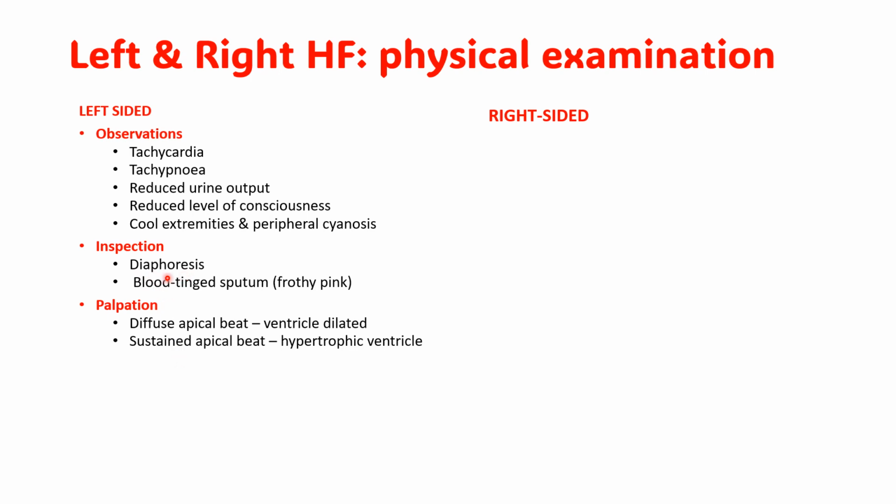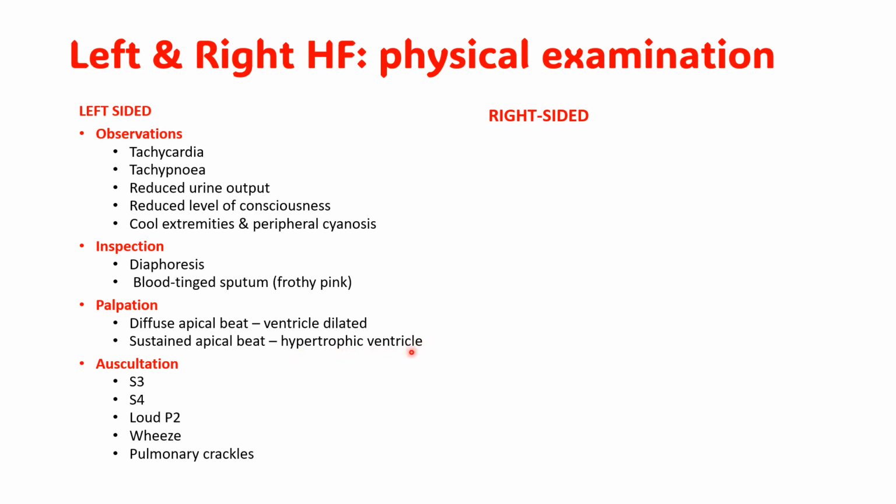Then on inspection, the patient might be sweaty. Diaphoresis is a term I've mentioned before. The patient's sputum might be blood tinged. Patients might have a cough and bring up frothy pink sputum. Then on palpation, if the apex beat is diffuse, that could mean the ventricle is dilated. But if it's sustained, you might have more of a hypertrophic ventricle.